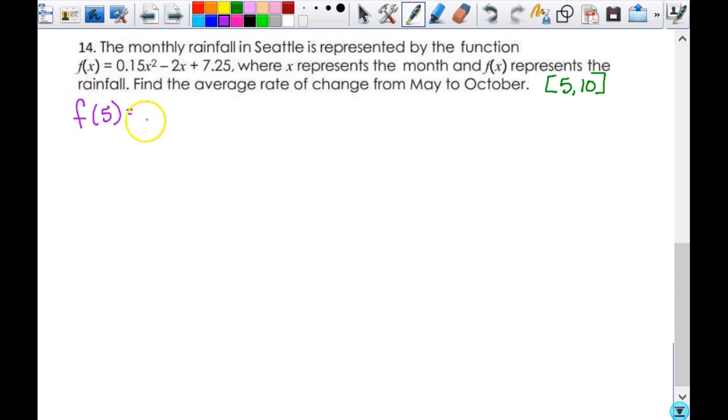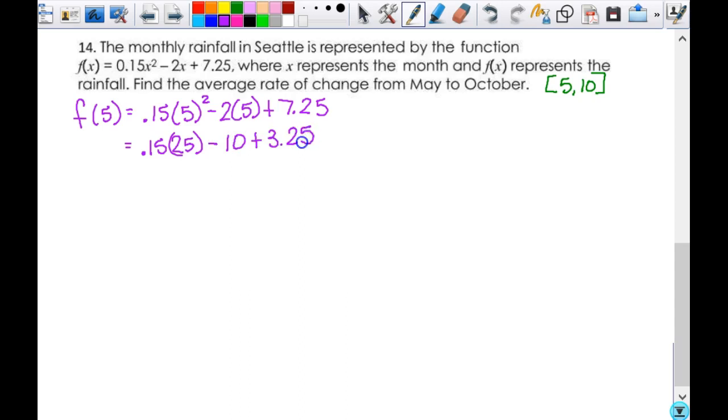and that's equal to 0.15 times 5 squared minus 2 times 5 plus 7.25. Now these are decimals, so in this case I'm going to need to use decimals. Let's just do this a piece at a time. 0.15 times 25, minus 10 plus 3.25. Okay, so we can do a couple of different things.